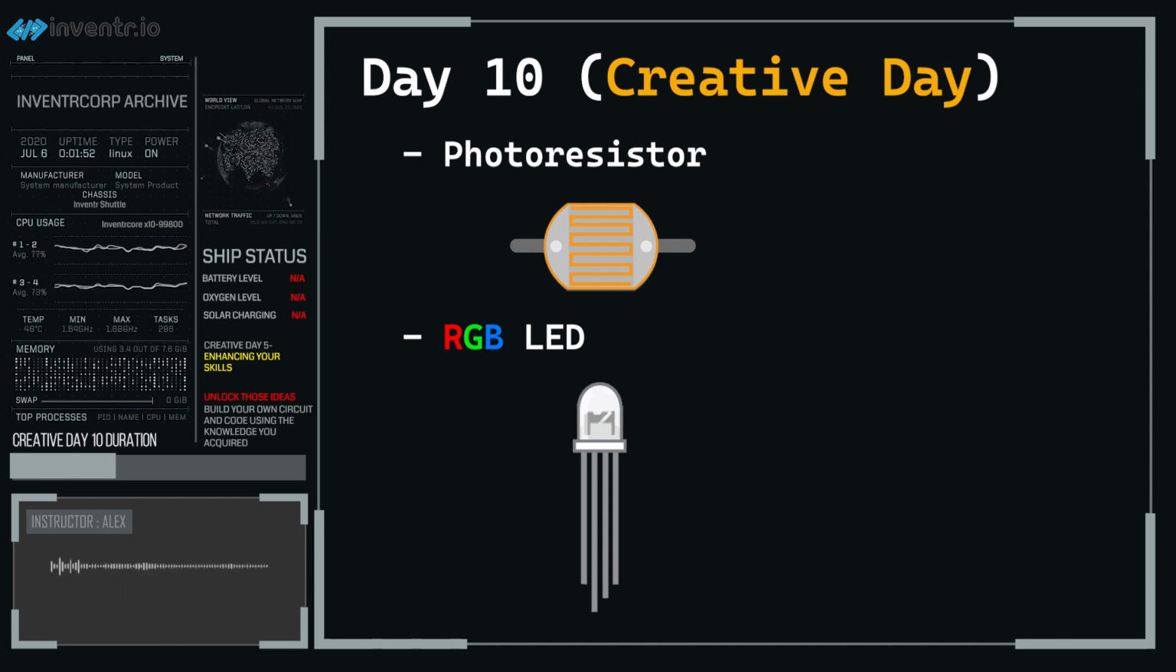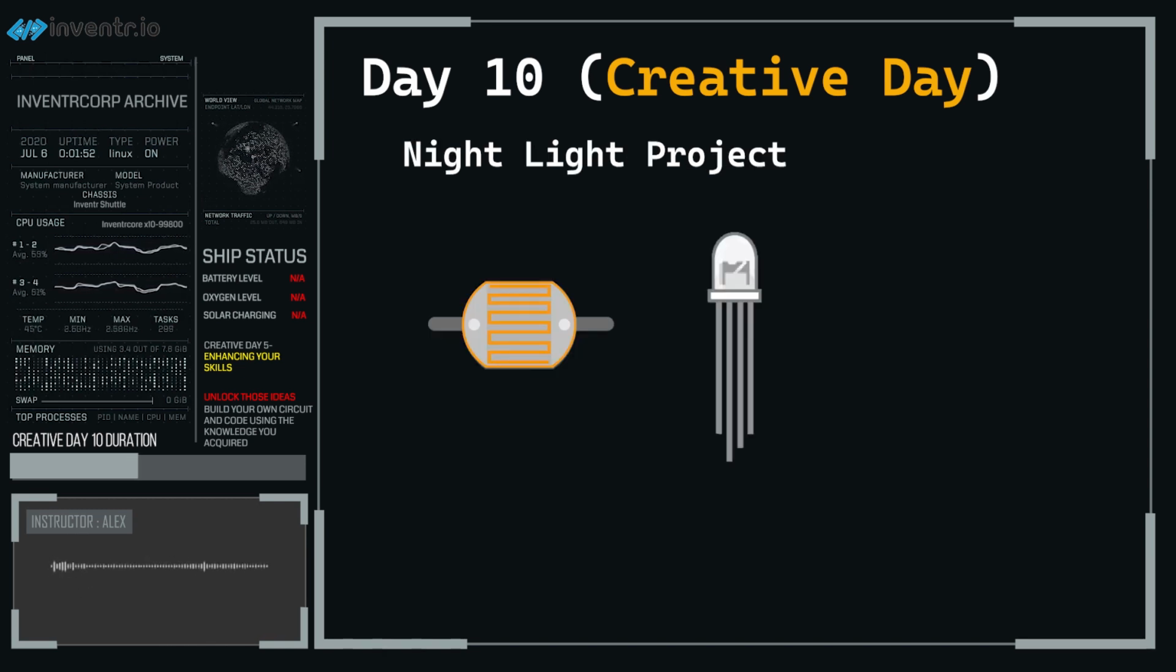The easy project for this week, if you want to take on the easier project, is you can create a night light using the photoresistor. When it gets dark, the LED should turn on. When it gets bright, it obviously doesn't need to be on, so it should automatically turn off.